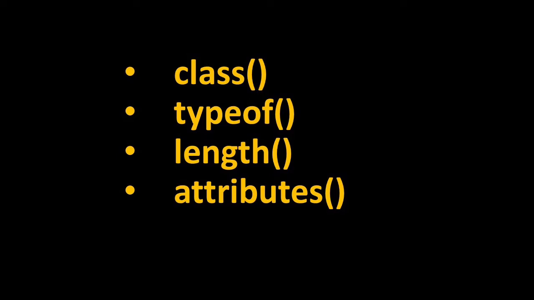The class function returns the type of data structure. The typeof function returns the type of elements stored in the vector. The length function will return the number of elements available in the vector, and the attributes function will tell whether any metadata is there in the vector or not. As a vector can store elements of the same data type, with the help of some examples we will see the characteristics of vectors having elements of various data types.